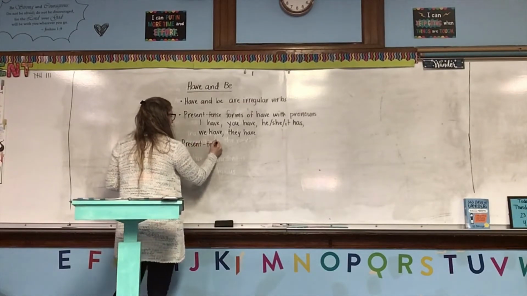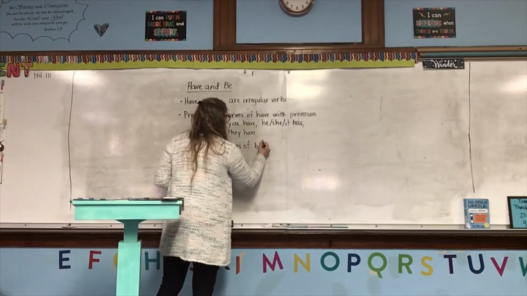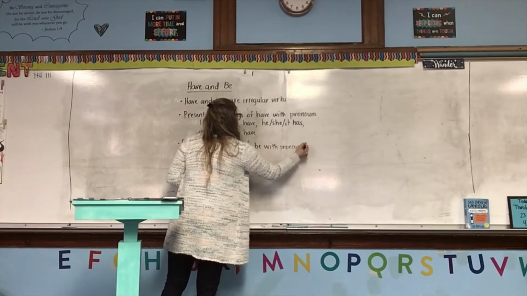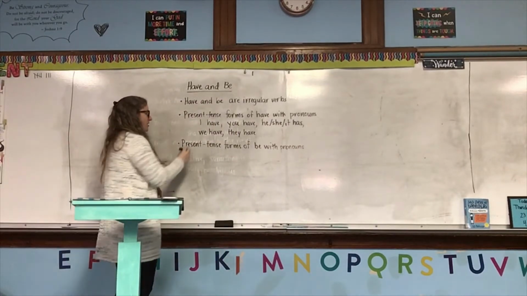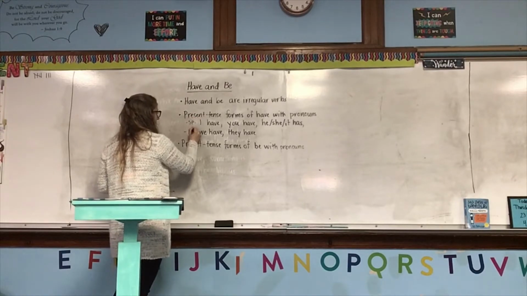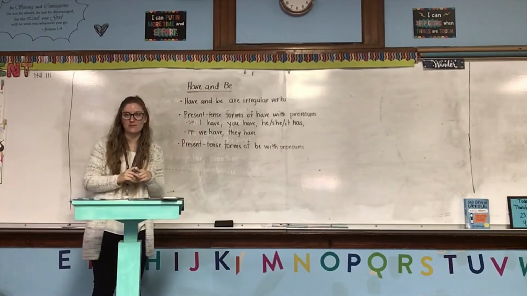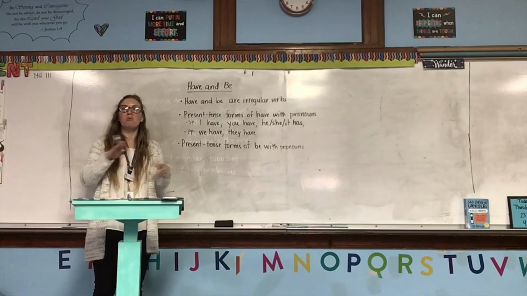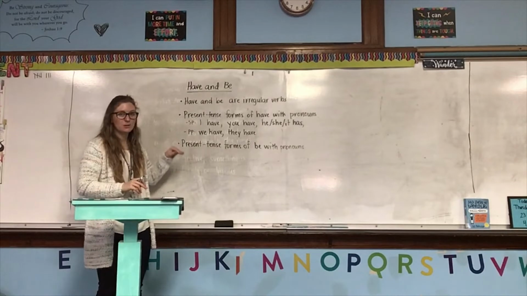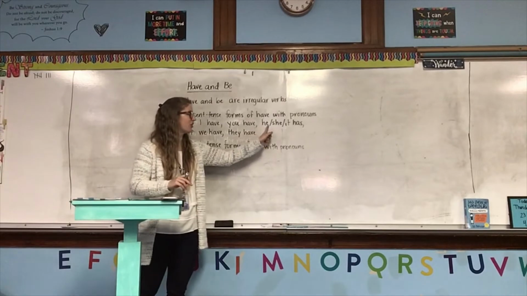Now, present tense forms of be with pronouns. So first, let's do singular pronouns and plural pronouns. Now we can't use the same rule for singular pronouns every time and plural pronouns every time. That's why have and be are so weird. And that's why we're talking about them again, because we can't follow the rules for singular and plural pronouns because it changes. I mean, have is the same in present tense for everything except for he, she, and it.